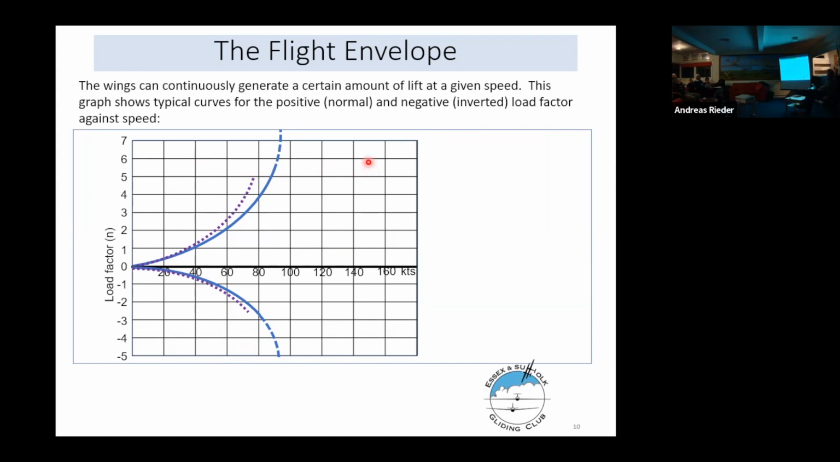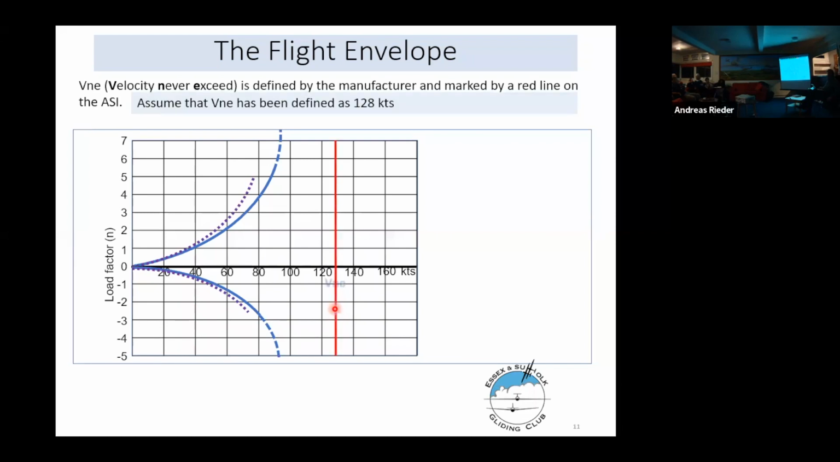The next limit is VNE. Everybody knows what VNE, velocity never exceed, means. Don't go faster than this. So let's assume that we've got a VNE of, let's say, 128, I think I've chosen here.